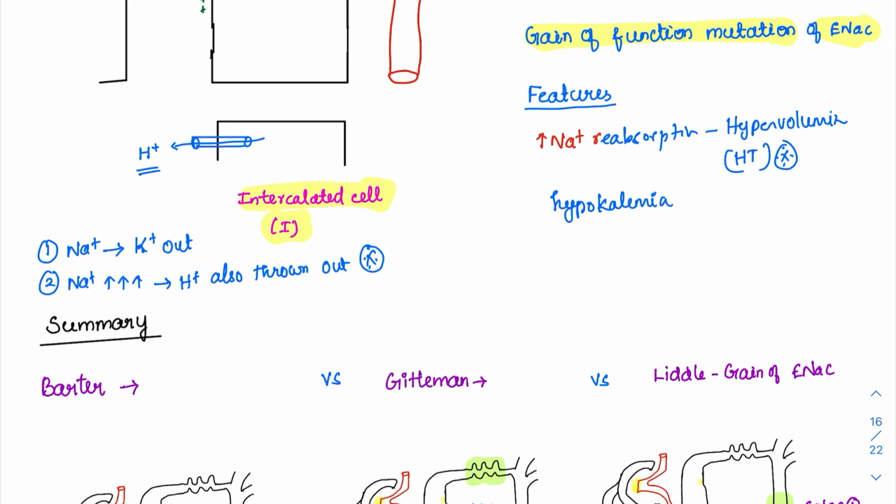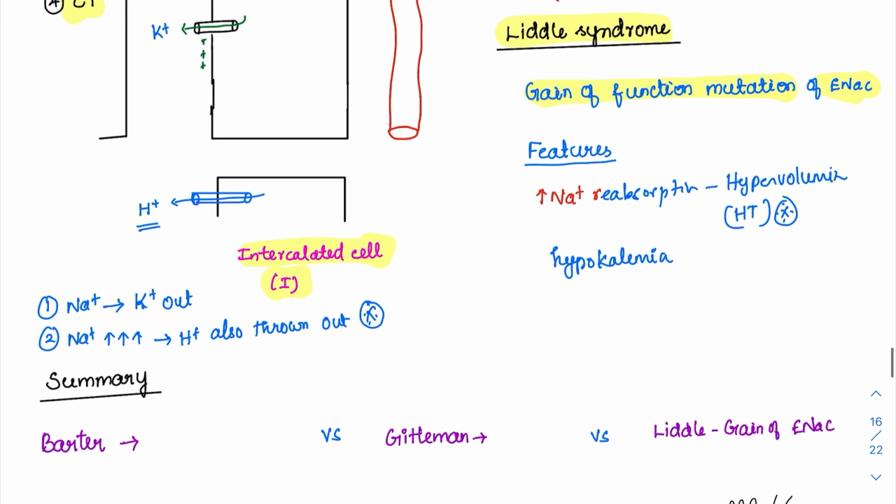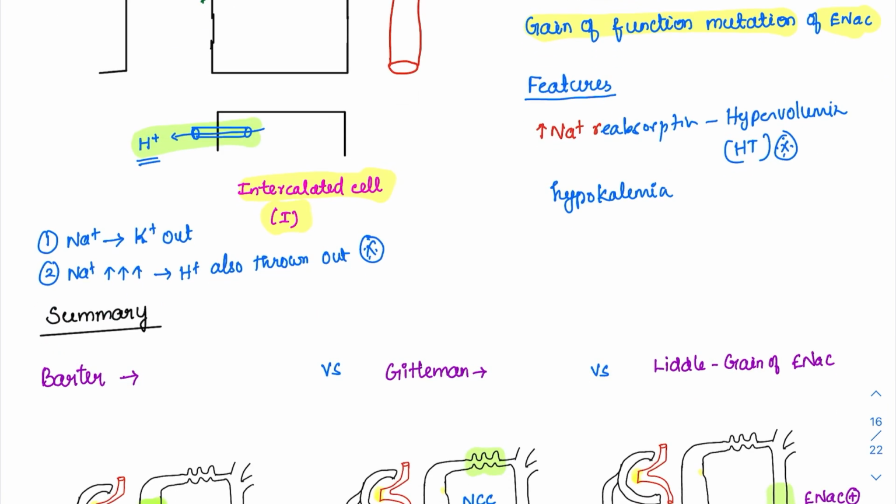Hypokalemia. But whenever the action is more and more, initially potassium will be thrown out, but later on, which will be thrown out? Later on, the H plus will be thrown out. Whenever H plus is thrown out of the body, what will happen? There will be metabolic alkalosis because acid is thrown out. So these are the classical features of Liddle syndrome.